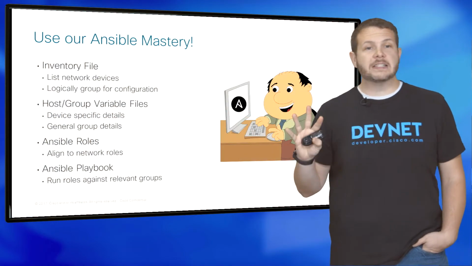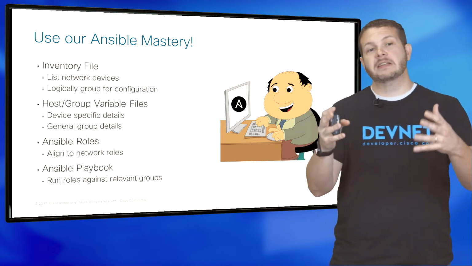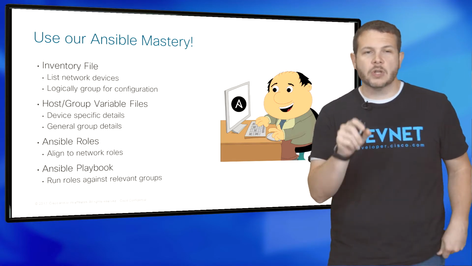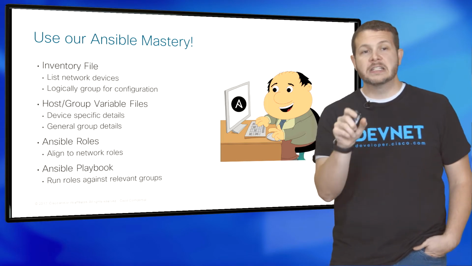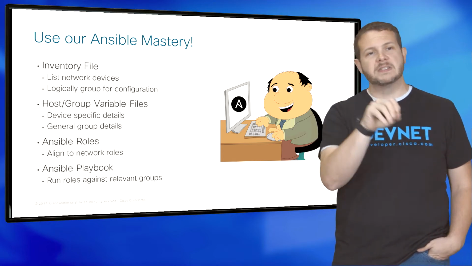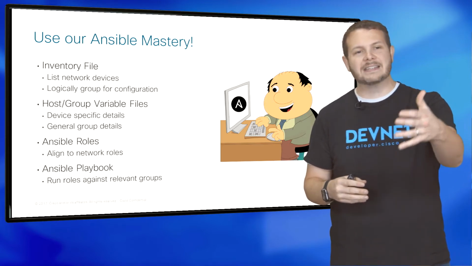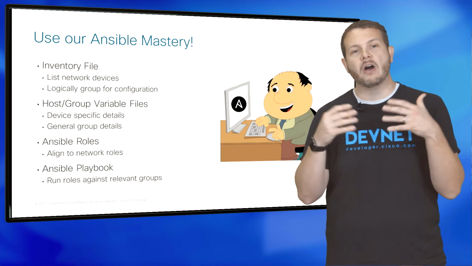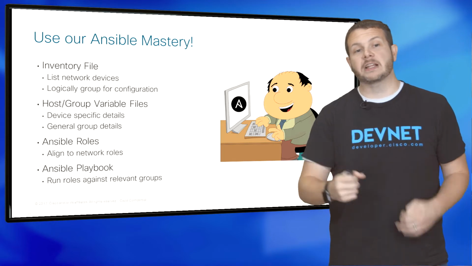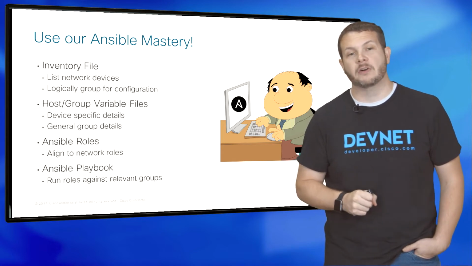Now, we're going to leverage all of our Ansible mastery we've seen and we've built from Part 1 and Part 2. We'll leverage inventory files for our list of network devices in our topology, and we're going to logically group them for configuration elements. We'll use host and group variable files so that we can define device-specific details, IP information for a device, routing information specific to a device will all go into host files, while we'll use group files across distribution or access or core for things that are common across every device in a particular group. Now for actually building the automation for all of the features and elements necessary, we'll use Ansible roles, and those roles will align to the different network roles that are part of our topology.